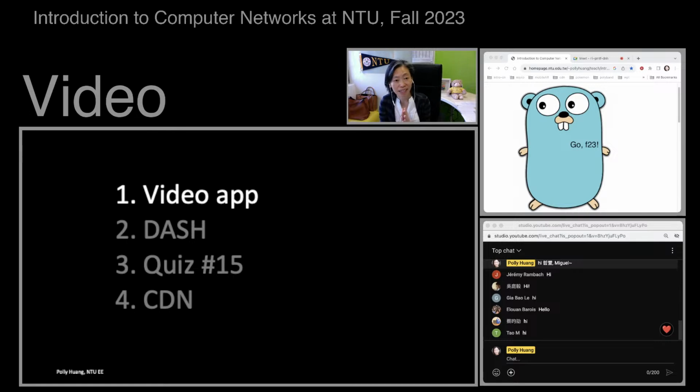And the topic today. We are not yet done with chapter 2, the application layer protocols. If you recall, in the first third, we talked about the web application. We talked about email. We talked about DNS as an application layer protocol. And we also introduced a couple of P2P applications and the protocols behind them.